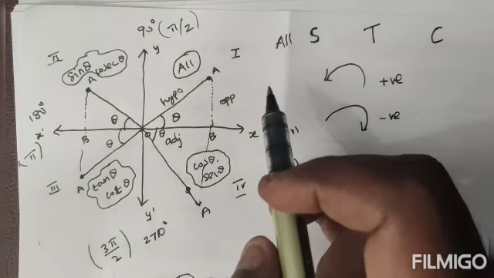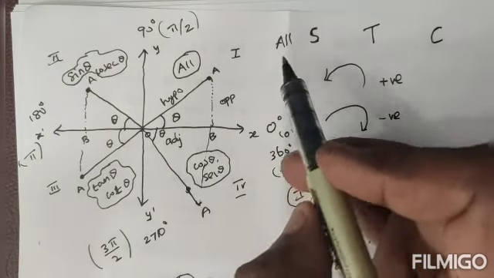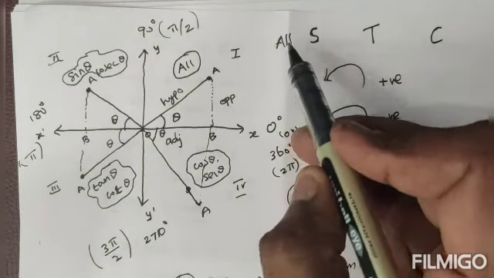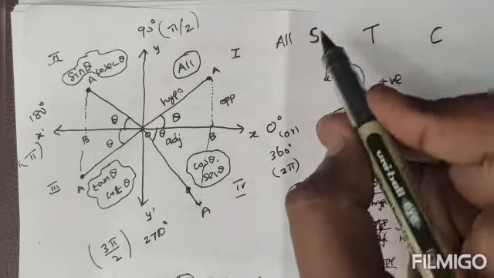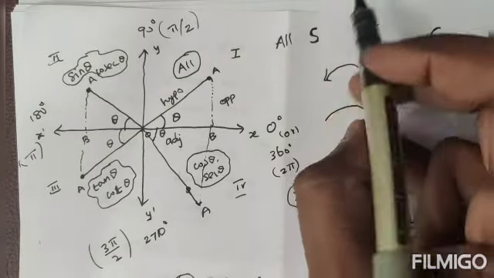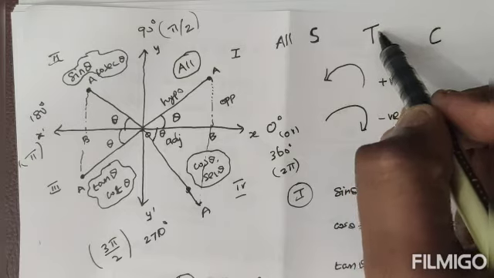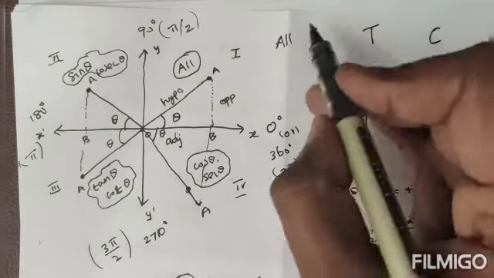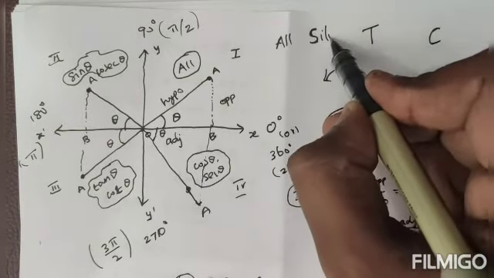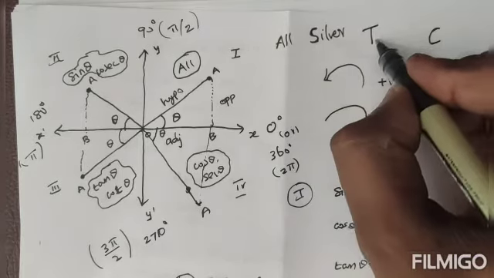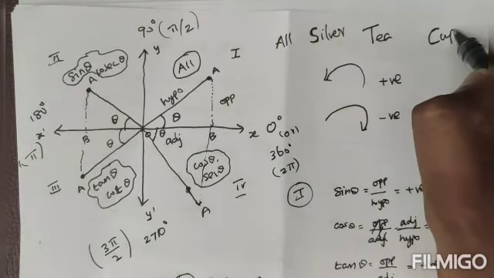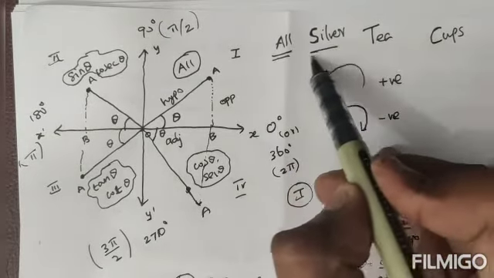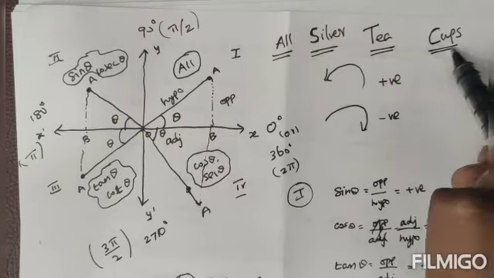So for understanding purpose, we can write: this is the first quadrant, all the angles are positive, all the functions are positive. In the second quadrant, sin theta. Then the third quadrant, tan theta. Fourth quadrant, cos theta. So we can write, for understanding purpose, "All Silver Tea Cups". So this is All Silver Tea Cups.